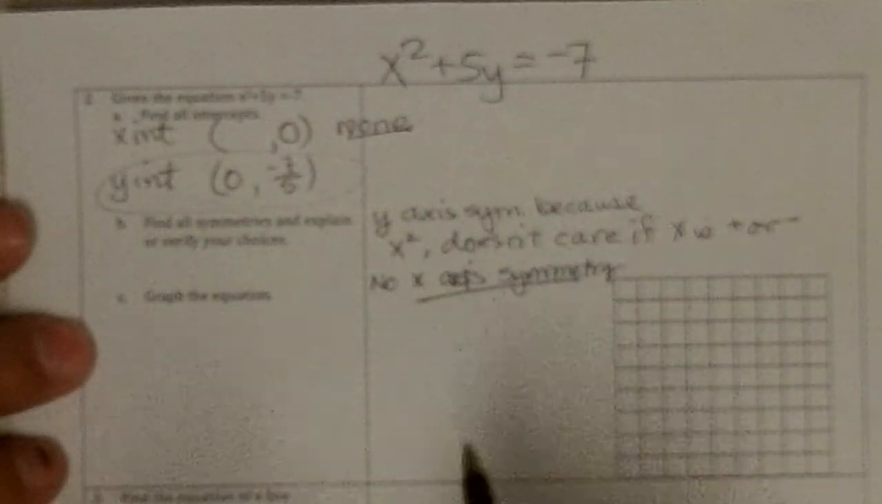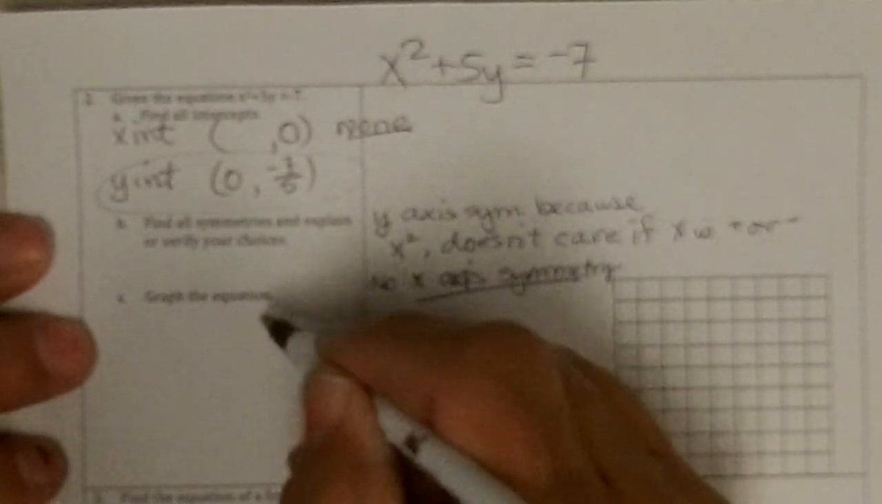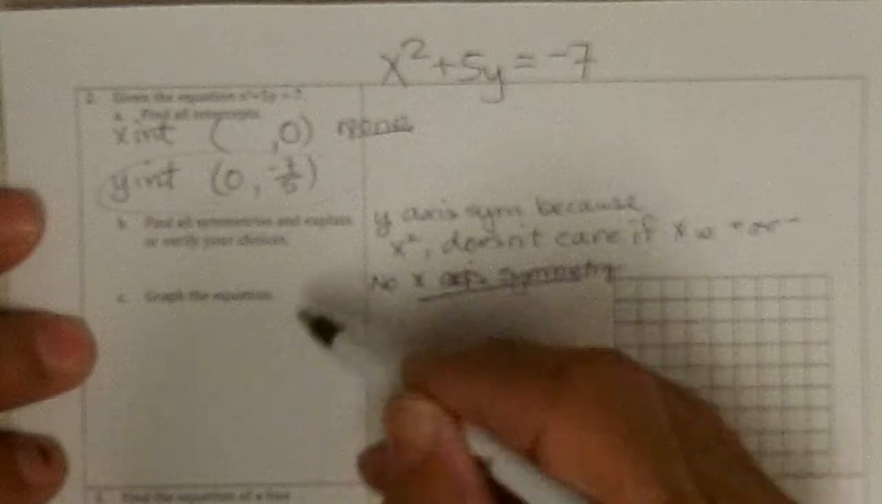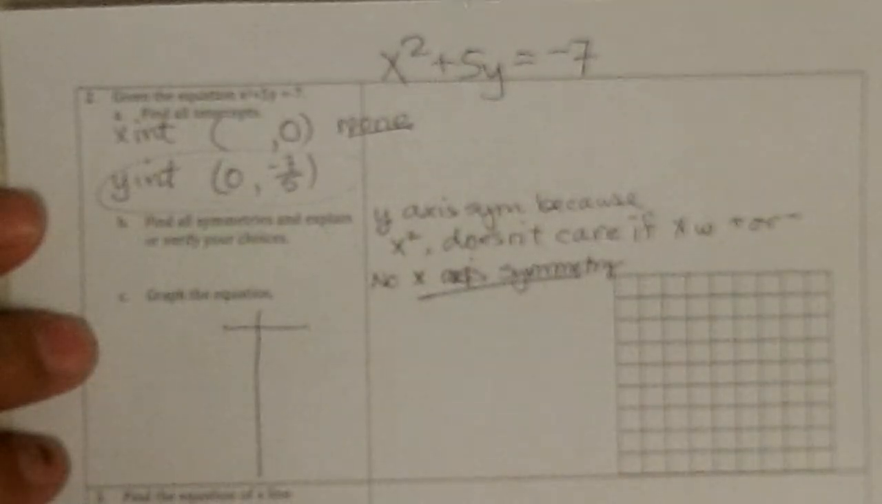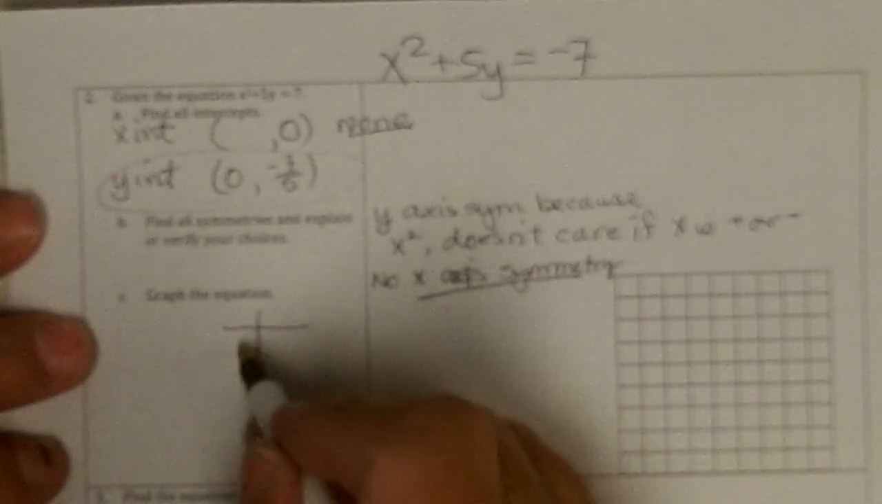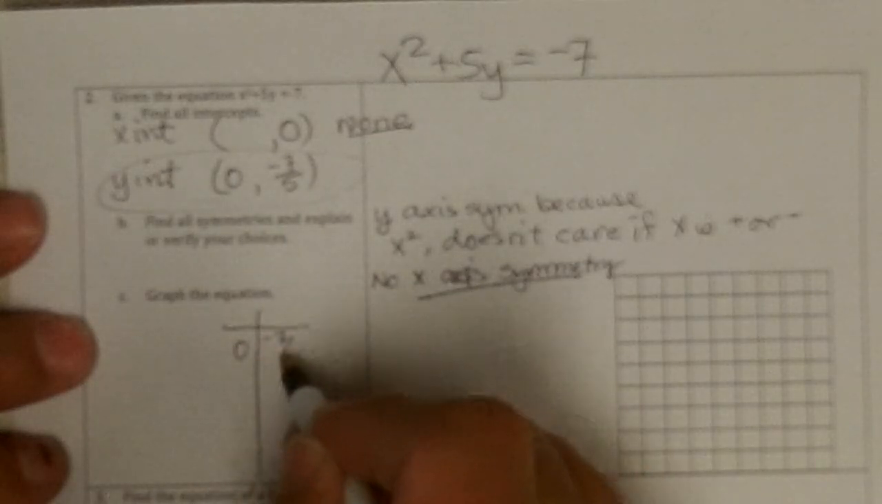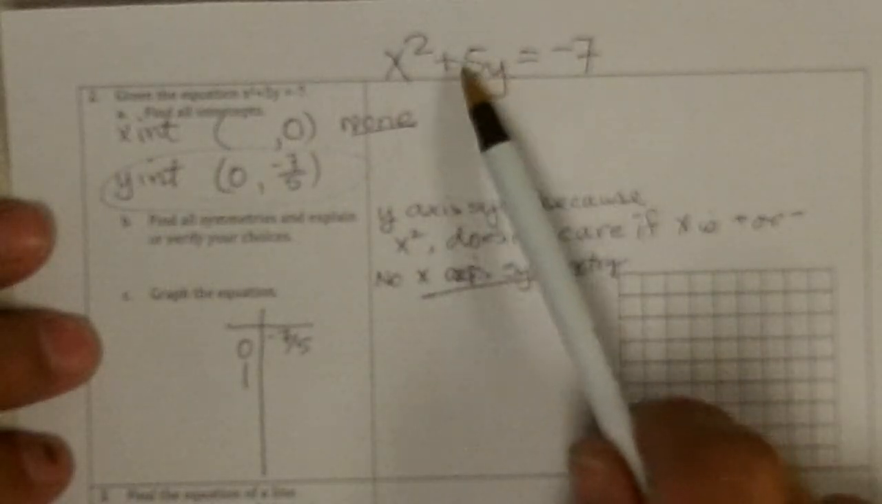Okay, so now I got to graph it. So if I got to graph it, I'm going to have to find more than just one point, because that's not going to help me. So I'm going to try to put numbers in for x to help me get more of a graph. Or maybe put numbers in for y. It doesn't really matter which. We know that it goes through 0, negative 7/5. What if we put in 1 for x?